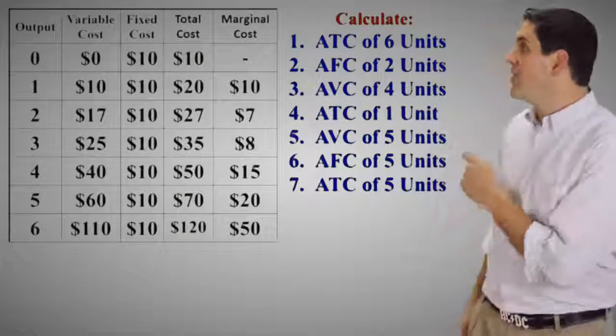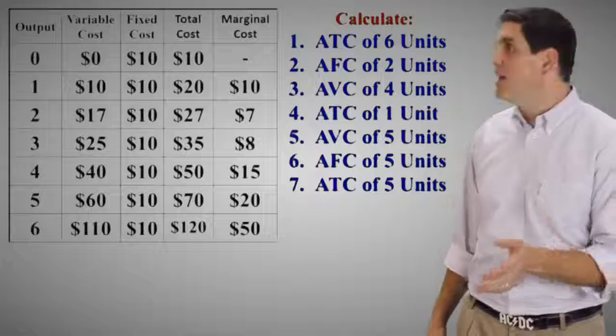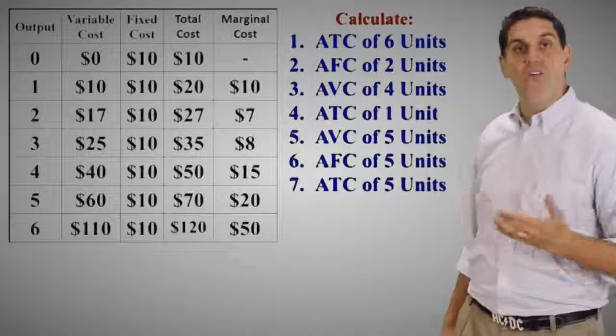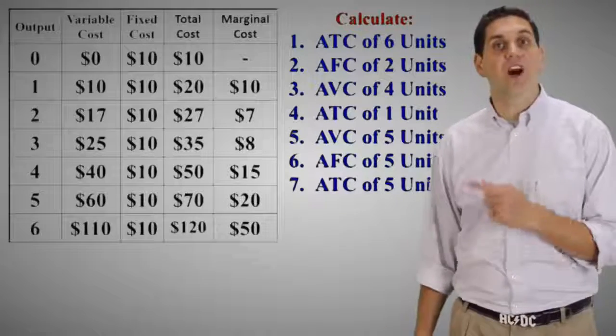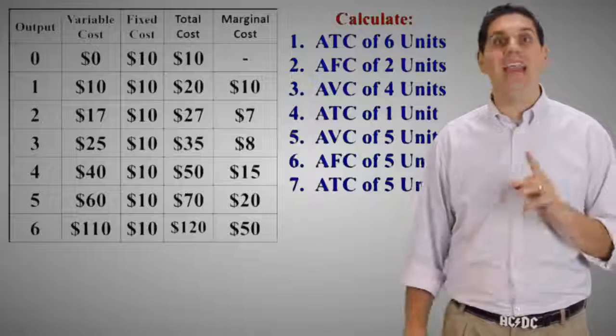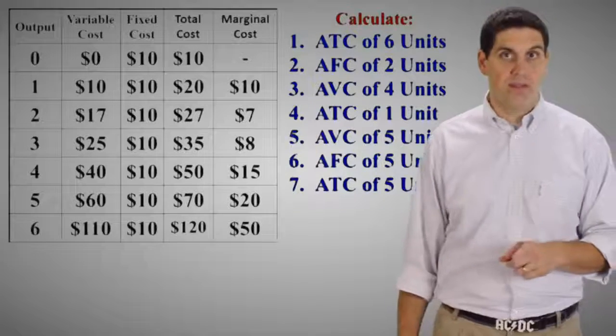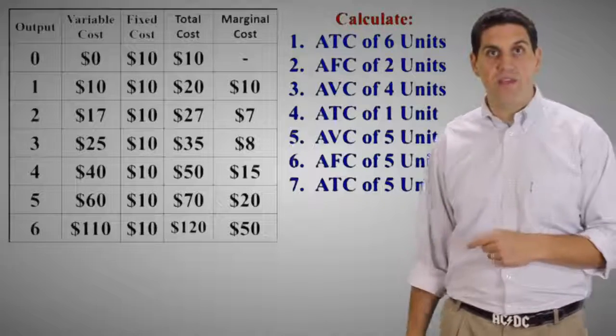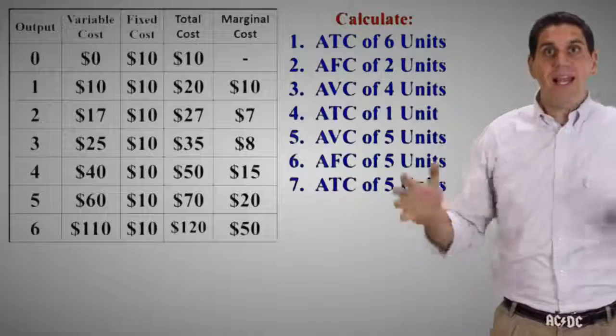Now let's go see if you can actually use those equations and calculate the average cost curves. I want you to calculate the average total cost of 6 units, the average fixed cost of 2 units, the average variable cost of 4 units, the average total cost of 1 unit, and calculate all 3, the average variable, average fixed, and average total for 5 units. So go back to your paper, number 1 through 7, and make sure to calculate each one of these. Pause the video and I'll go over them.